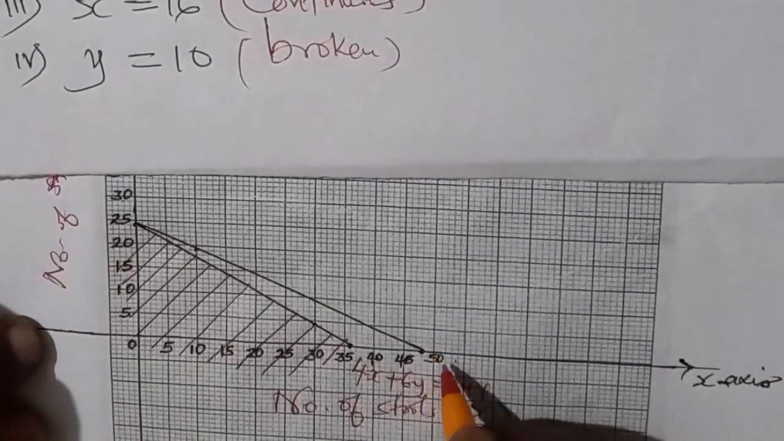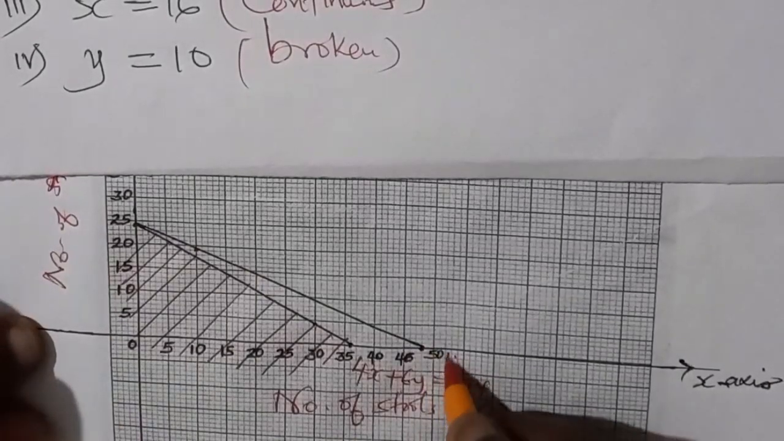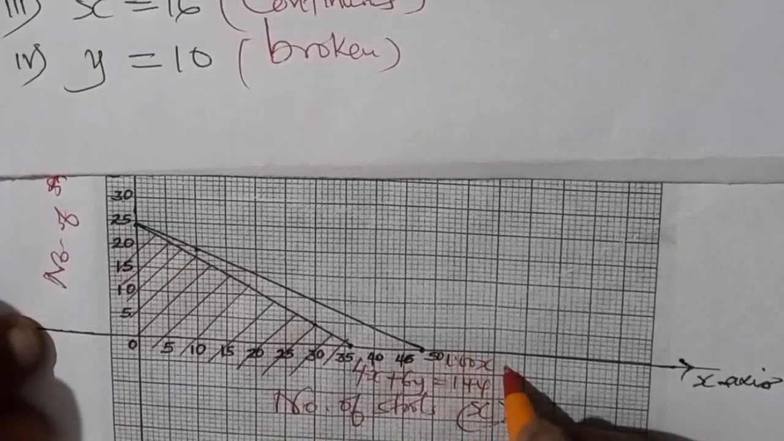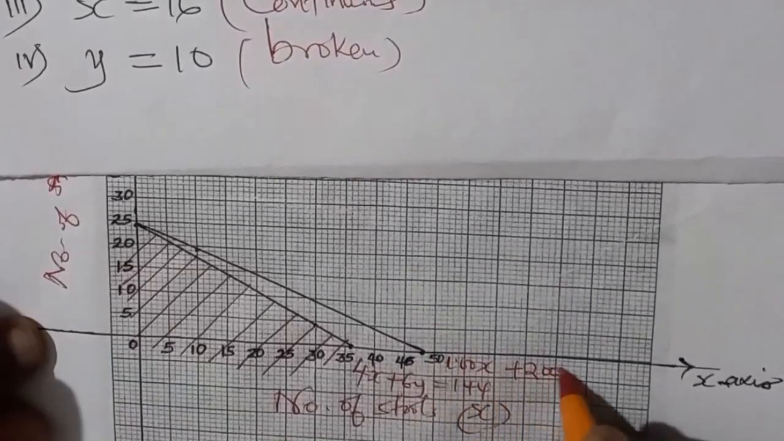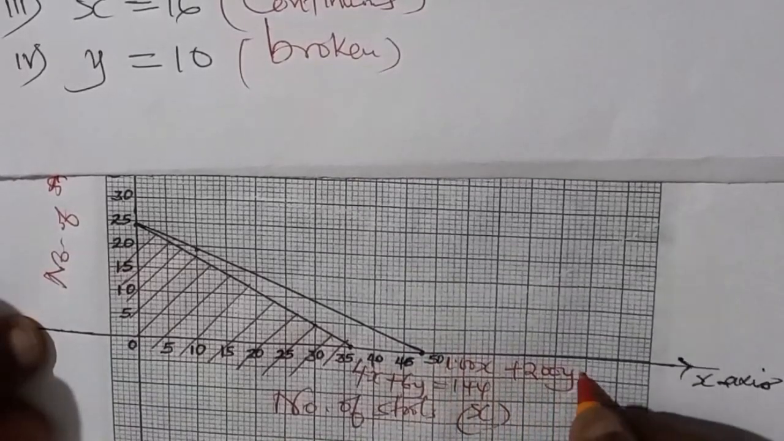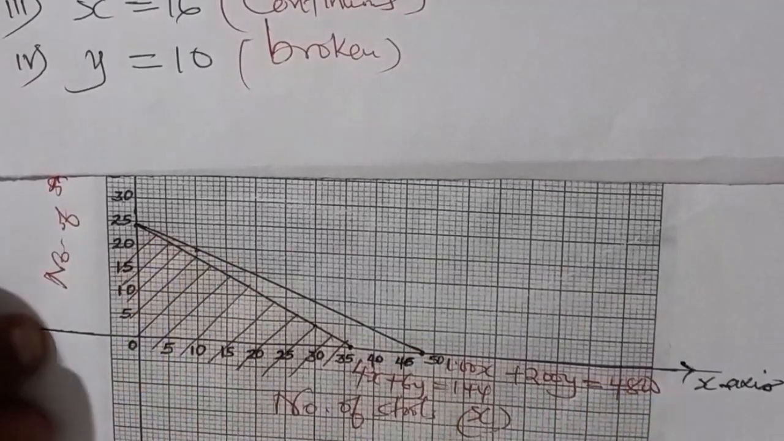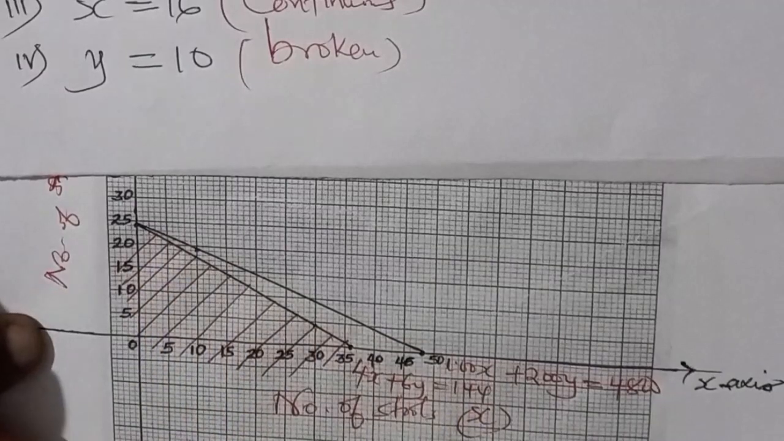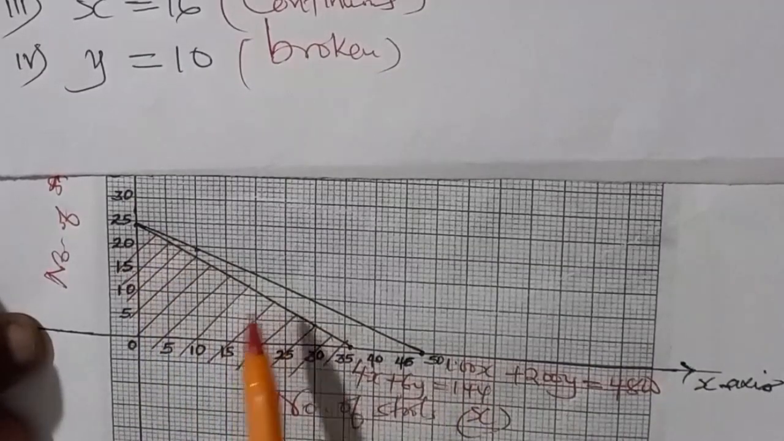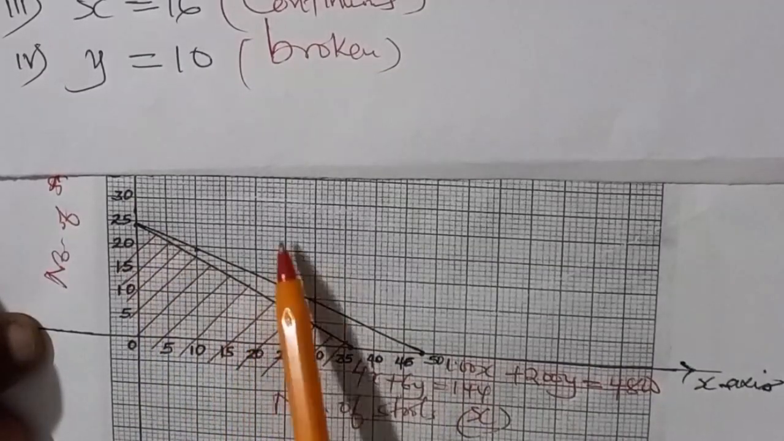So this is the line, 100x plus 200y is equal to 4,800. This is the line. Now again, we want to know the side that we are going to shade. Is it the side above or below the line?